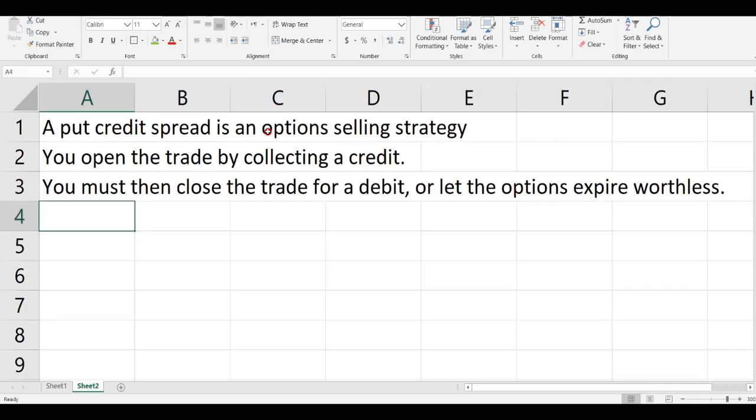So a put credit spread is an option selling strategy, which means you open the trade by collecting a credit. You actually get money in your account when you open the trade, but it doesn't end there. You have to close the trade at some point. And to close the trade, you close it for a debit or you let the options expire worthless. So how do you make money from this? By either closing it for a smaller debit than the credit you received, or you can just let it expire worthless if the trade is going in your direction.